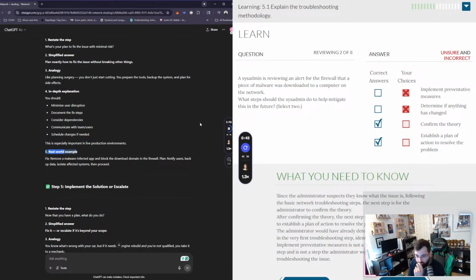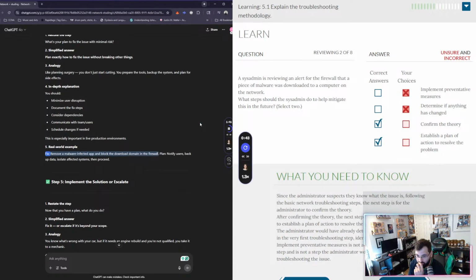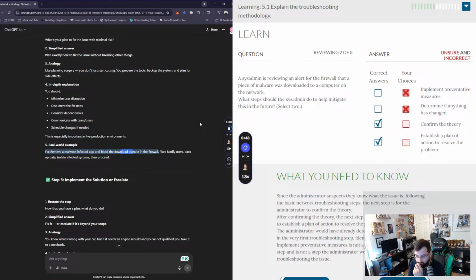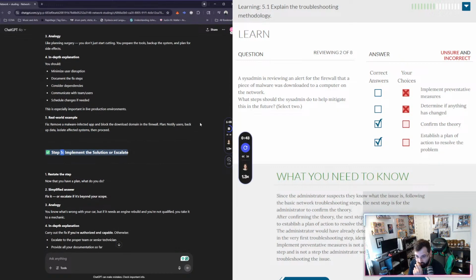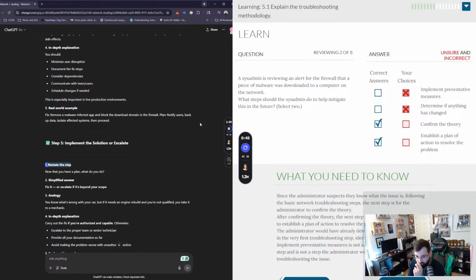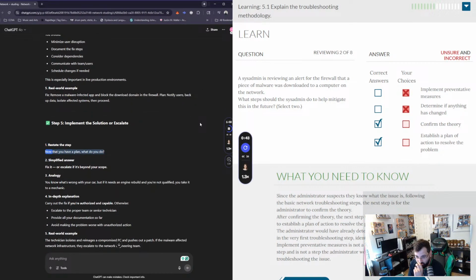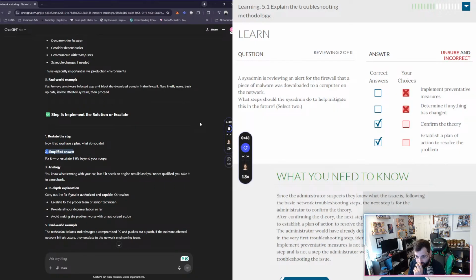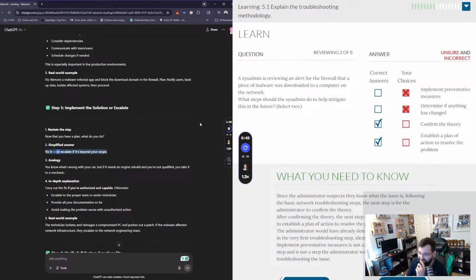5. Real-world example. Fix: remove a malware-infected app and block the download domain in the firewall. Plan: notify users, back up data, isolate affected systems, then proceed. Step 5. Implement the solution or escalate. 1. Restate the step. Now that you have a plan, what do you do? 2. Simplified answer. Fix it or escalate if it's beyond your scope.